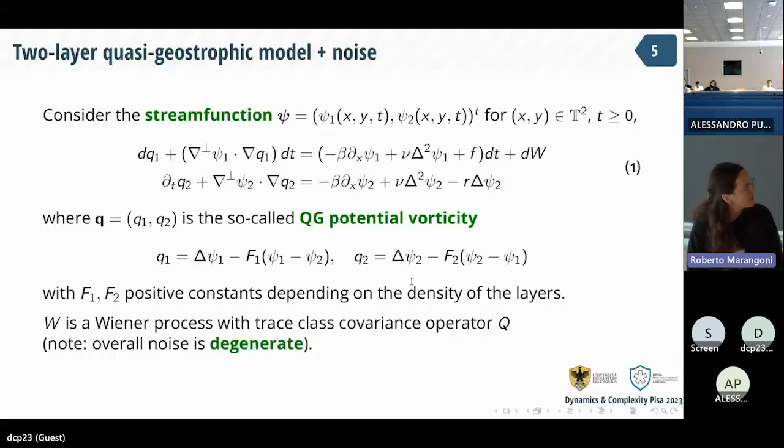Let me just comment again that having the noise only on one of the two layers will make this noise effectively degenerate, because it's acting only on half of the degrees of freedom, even if the noise itself could be full when it's on the first layer.